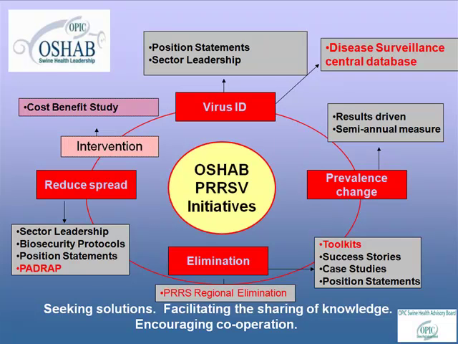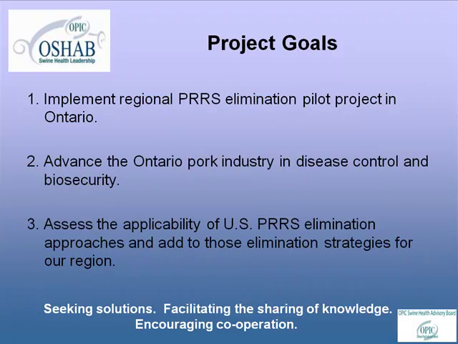benefit of that. So the project goals of our project in Ontario: we do want to implement a regional PRRS elimination pilot project, and we would like to advance the Ontario pork industry in disease control and biosecurity. Our third project goal is to assess the applicability of the U.S. PRRS elimination approaches, and also to add, if we can, to those elimination strategies for our particular region.